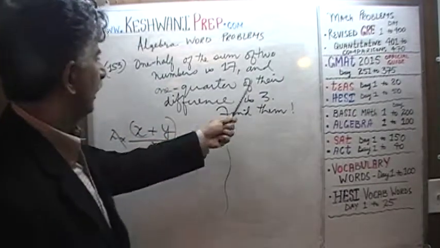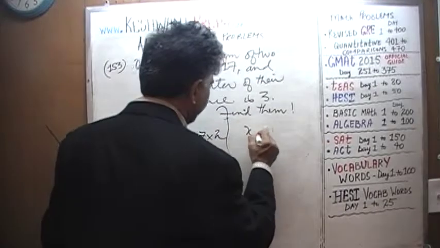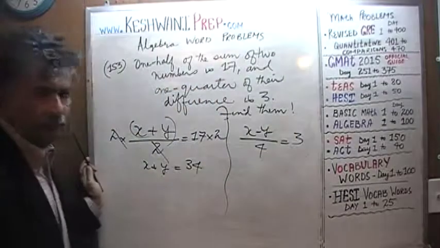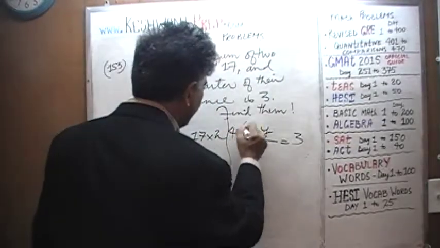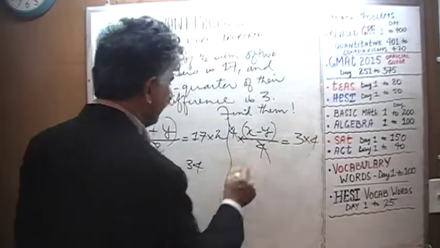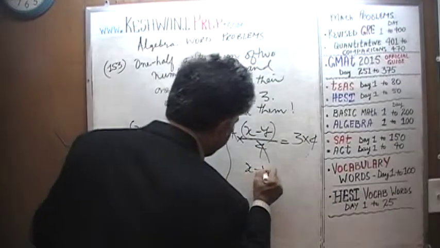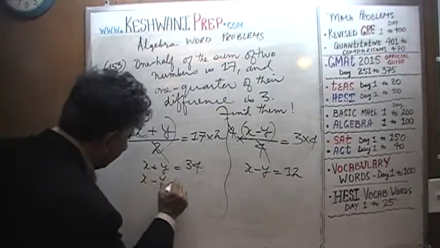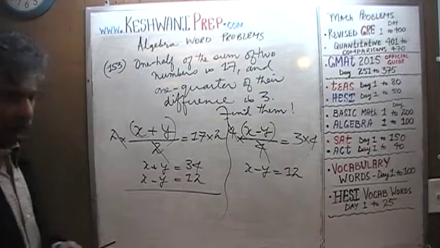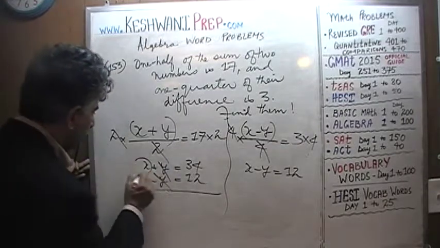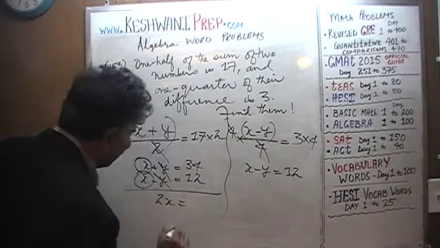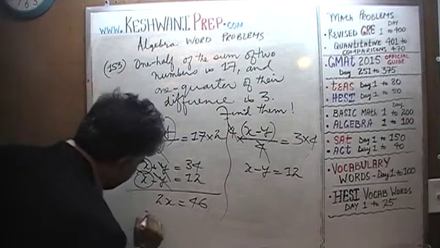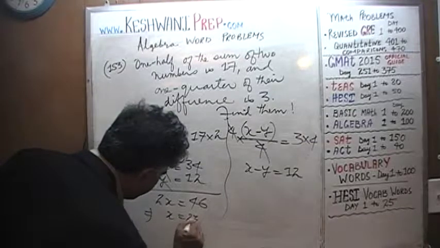They go on to tell us that one quarter of their difference is 3. So if you take their difference, x minus y, and take a quarter of that, that we are told is 3. Again, multiply both sides of the equation by 4. The 4 cancels out, and that tells us that x minus y must be 12. Let's put it here, x minus y is 12. Add the two equations again, the y's are going to cancel out, x plus x is 2x, must equal 46, which implies that x must be 23.